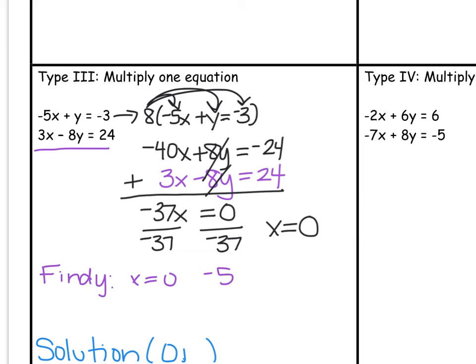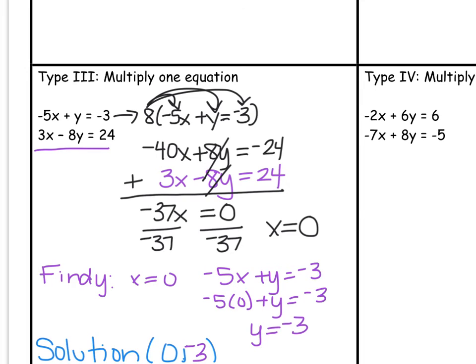So my equation is negative 5x plus y equals negative 3. Negative 5 times 0 plus y equals negative 3. Then I get y equals negative 3. So there is my solution to that system. So this is where we multiplied one equation to get a coefficient that matched.